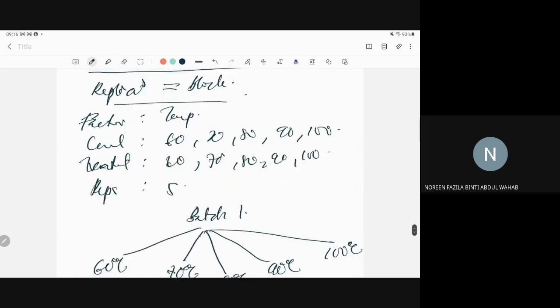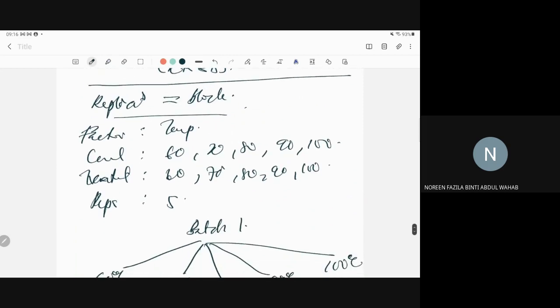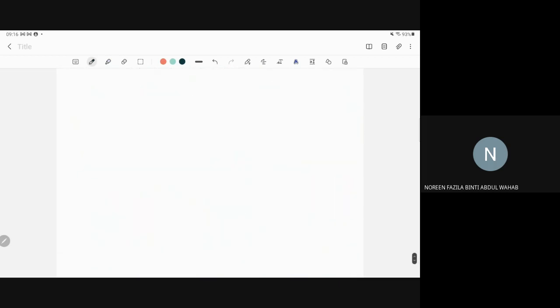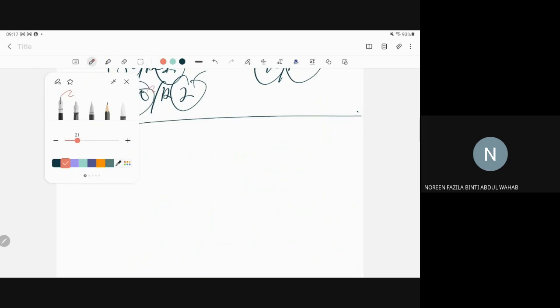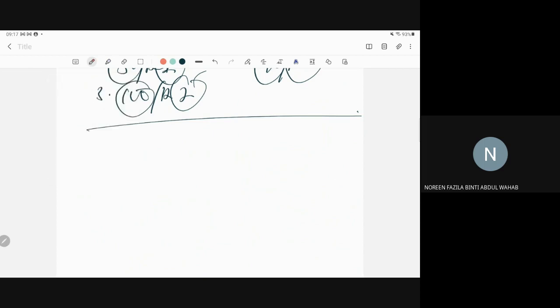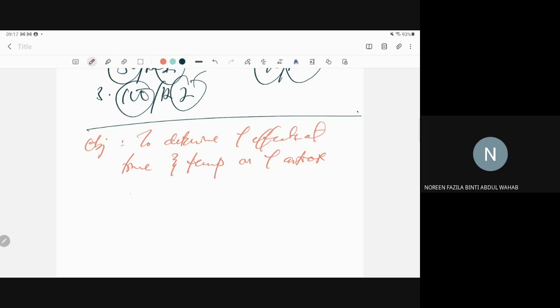For this one, we have this. Let's take this as an example. This is only one factor. So we have the factor as temperature. Let's introduce another experiment. We want to determine the objective, to determine the effects of time and temperature on the extraction capacity, for example. So this is our objective.